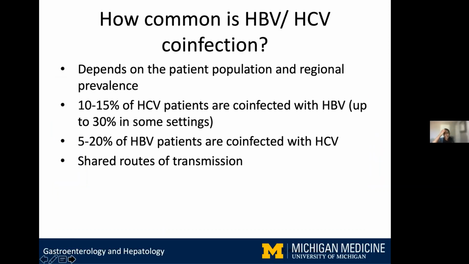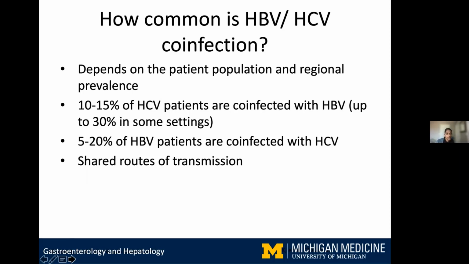And what about co-infection? How common is co-infection with hepatitis B and hepatitis C? This really depends on the patient population and the regional prevalence that you're practicing in. In the literature on the whole, 10 to 15% of Hep C infected patients are co-infected with Hep B, and up to 30% in some settings. And again, 5 to 20% of Hep B patients are co-infected with Hep C. The important thing to keep in mind is that there are shared routes of transmission. So blood-to-blood transmission can not only put you at risk for Hep C infection, but can also put you at risk for Hep B infection.